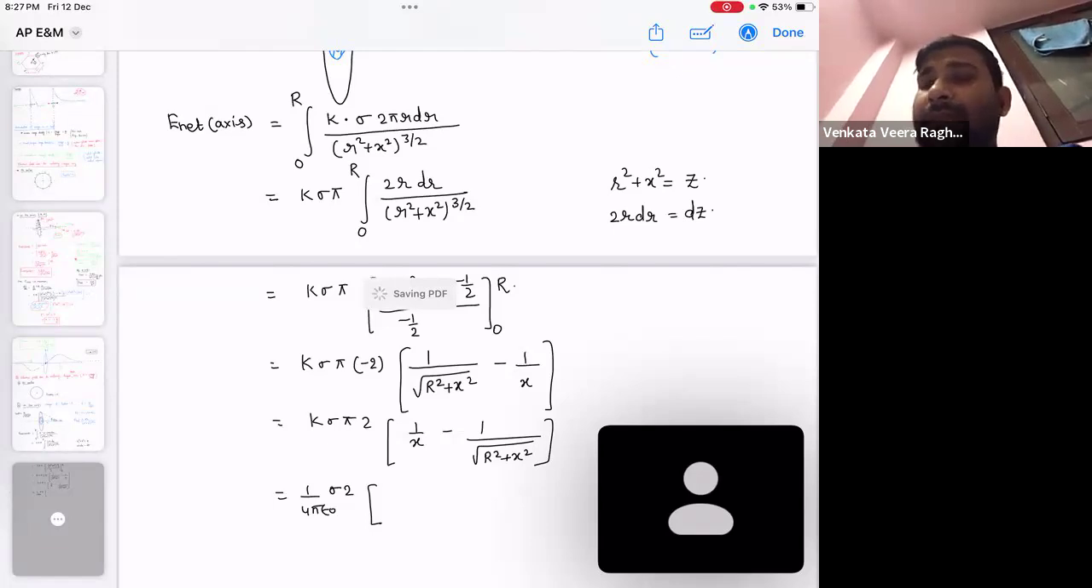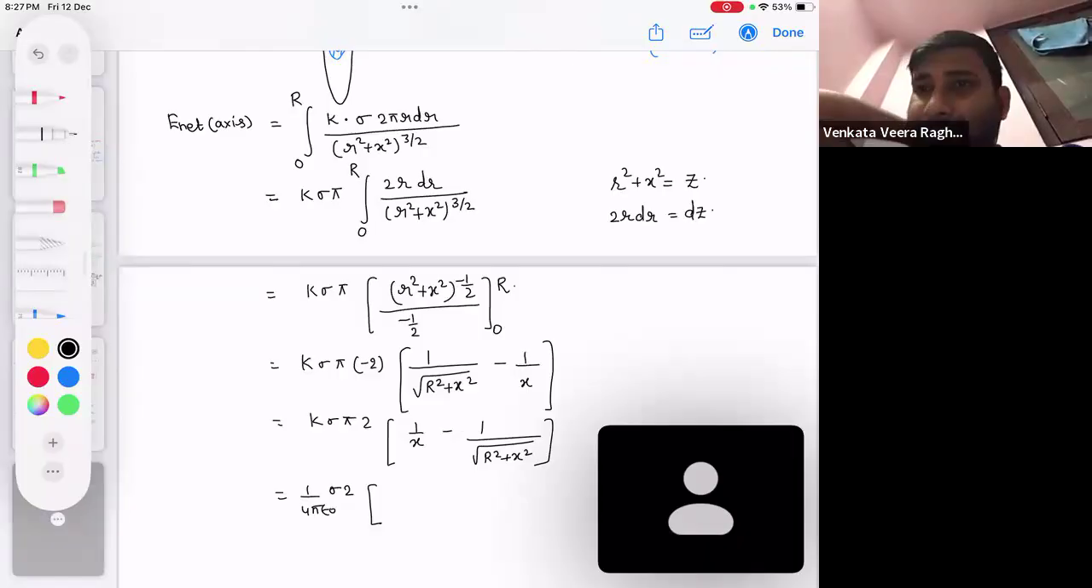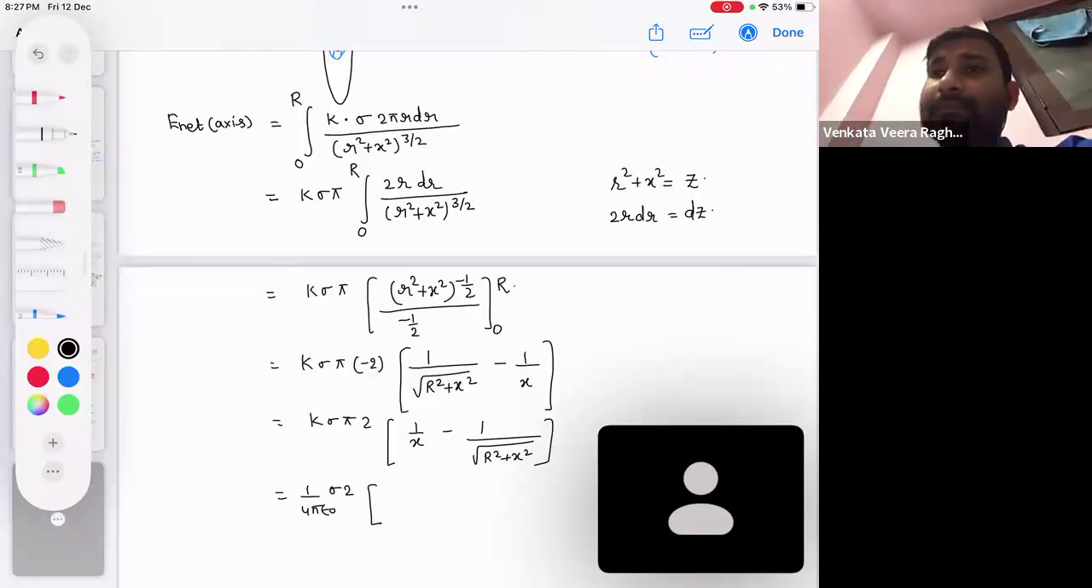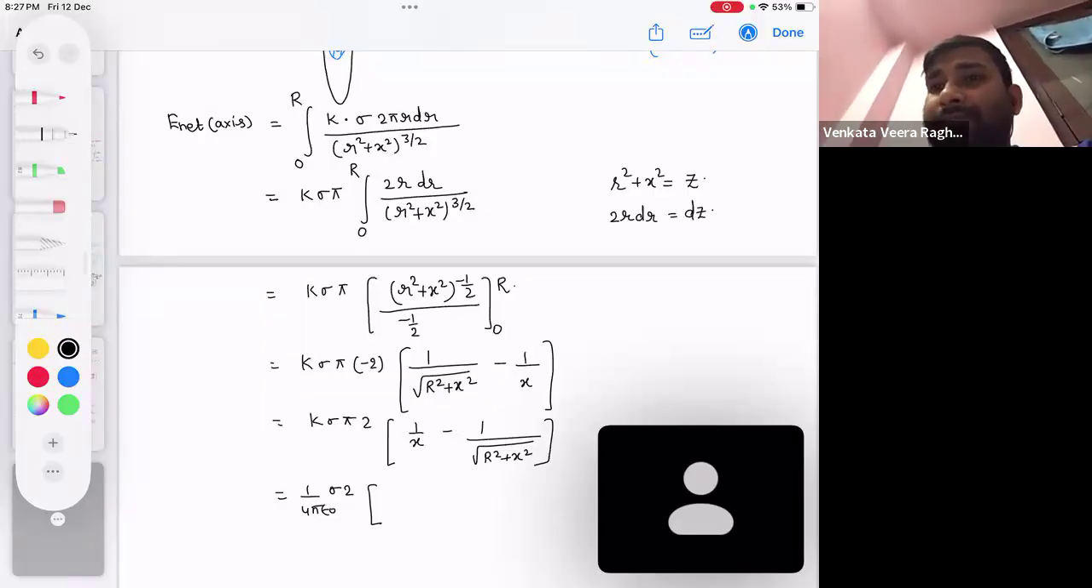Okay, if we put the limit, what are we getting after putting the limit? Please check my calculation. Is it fine? Upper limit we put, so it becomes 1 by under root of r square plus x square. Lower limit we put, so 1 by x square.